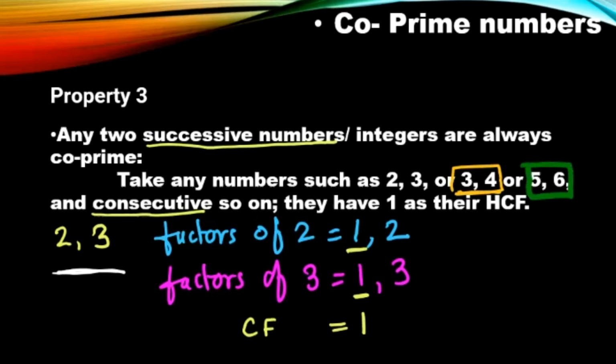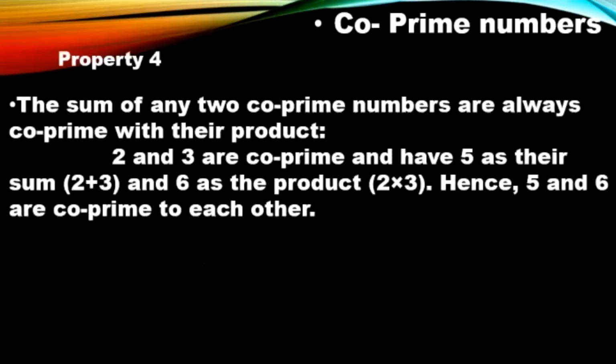You can check for the successive numbers, that is 3 and 4. This pair also you can check, and 5 and 6. Means any consecutive numbers are co-prime. Let us go for property number 4. That is, the sum of any two co-prime numbers is always co-prime with their product.